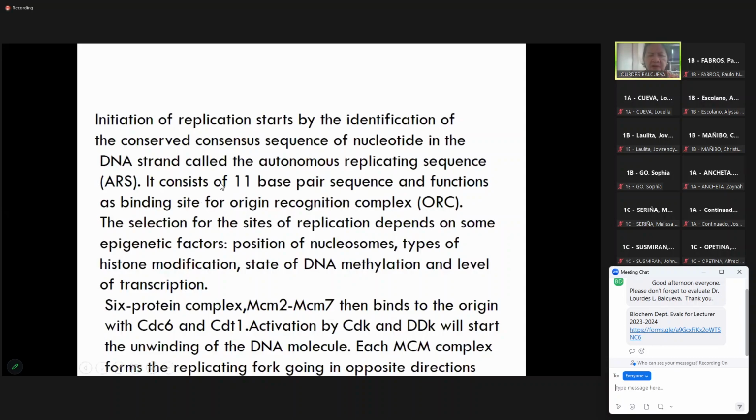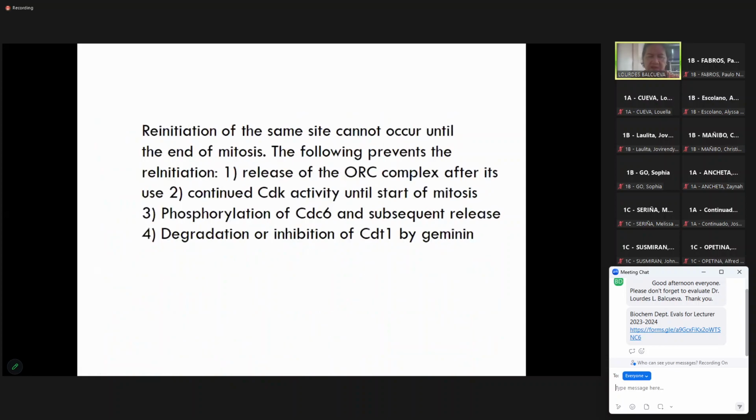So the ARS is composed of an 11 base pair sequence. So there will be two MCM2 and MCM7 going to different directions. One is going south and the other is going north, so that there will be two replication forks that will be formed.